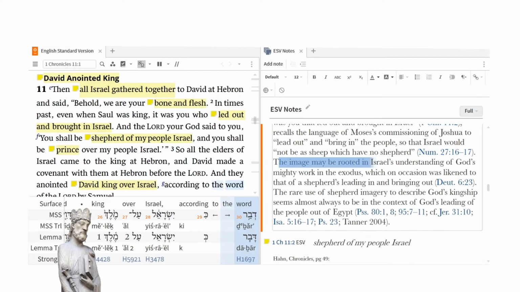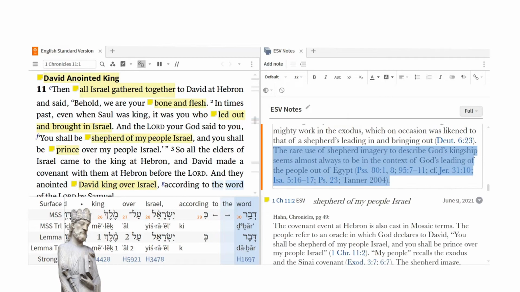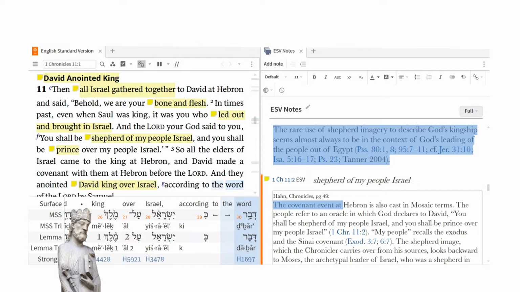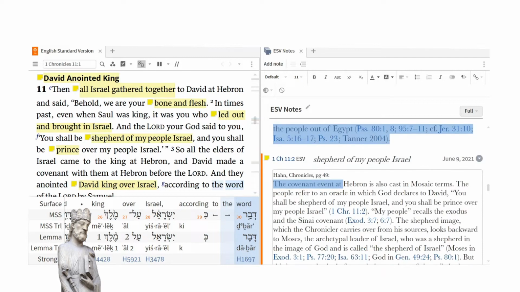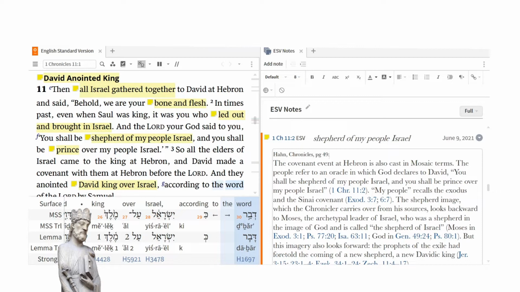The image may be rooted in Israel's understanding of God's mighty work in the Exodus, which on occasion was likened to that of a shepherd's leading in and bringing out. And he lists here Deuteronomy 6:23. The rare use of shepherd imagery to describe God's kingship seems almost always to be in the context of God's leading of the people out of Egypt. And here he lists a number of verses, and then commenting just below this on the phrase "the shepherd of my people Israel," Scott Hahn continues.